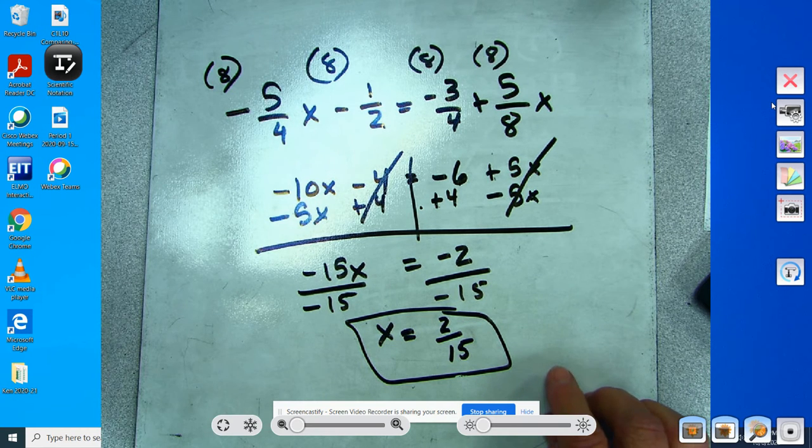Okay, so this is how you solve equations with variables on both sides.